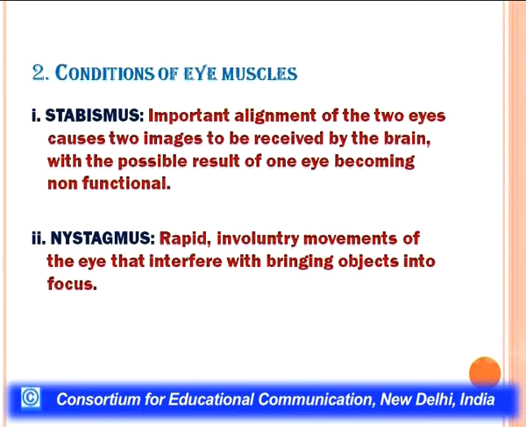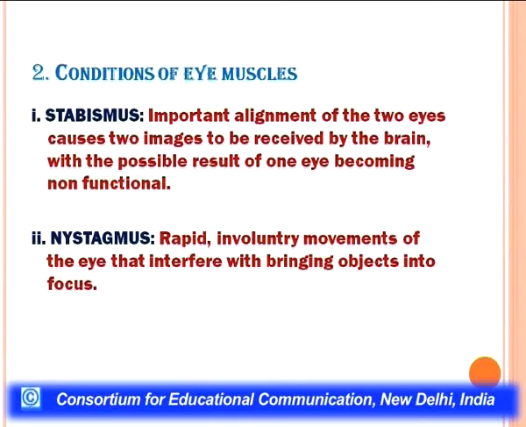Then conditions of eye muscle, there are two conditions which are related to and affected by the eye muscles. First is strabismus. It is improper alignment of the two eyes, which causes two images to be received by the brain with the possible result of one eye becoming non-functional. And nystagmus is the rapid involuntary movements of the eye that interfere with bringing objects into focus.